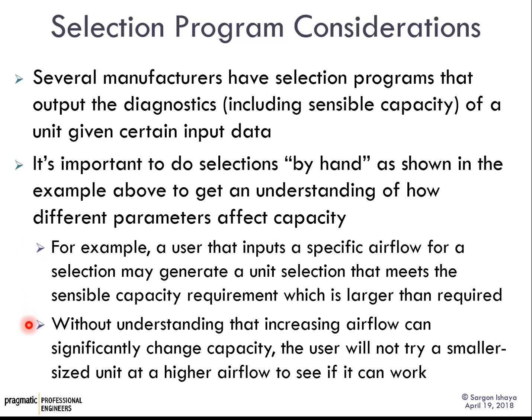So here, without understanding that increasing airflow can significantly change capacity, a user of the program would not try a smaller sized unit at a higher airflow just to see if it could work. Okay, you're basically a slave to the selection program. Whatever output options it gives you, you're going to select one of those units. And when you do it by hand, you can see the tables in front of you and you can know how close you are, for example, to selecting a smaller sized unit that might be able to work.